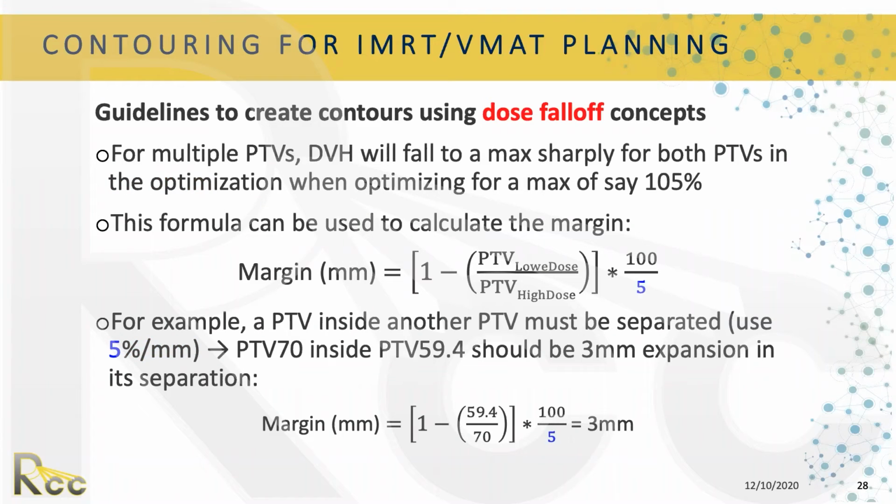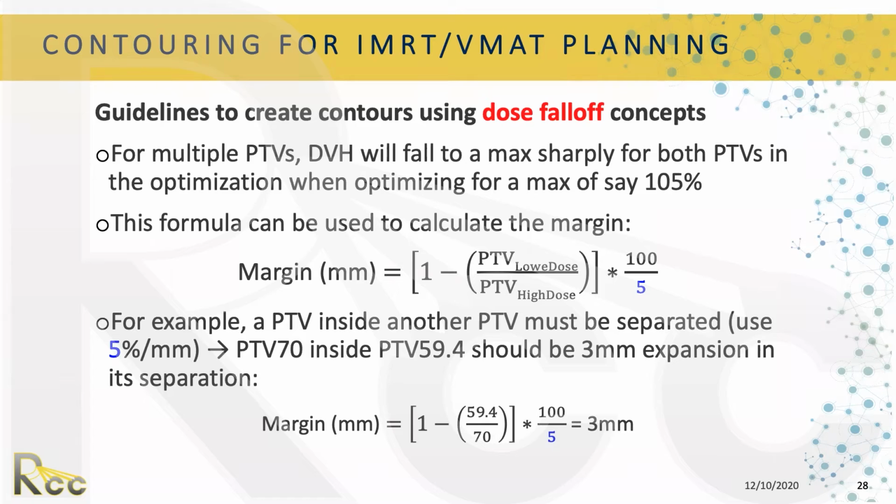When you have multiple PTVs, for example for head and neck plans or pelvis plans, then the DVH will fall off sharply to a maximum for both PTVs in the optimization, with a max dose of, let's say, 105%, more or less. So there is a formula to calculate the margin between those two PTVs. For example, a PTV inside another PTV must be separated. We want to use the 5% per millimeter criterion, those fall-offs.